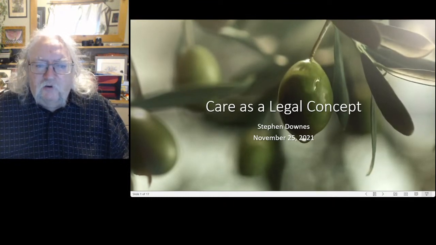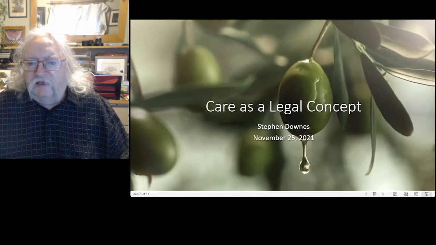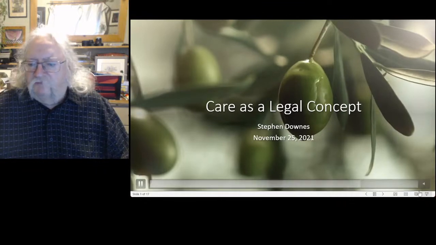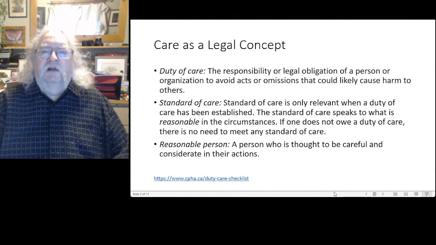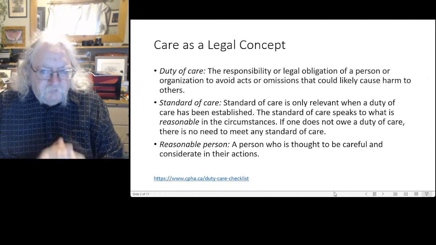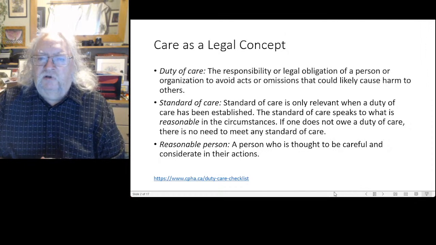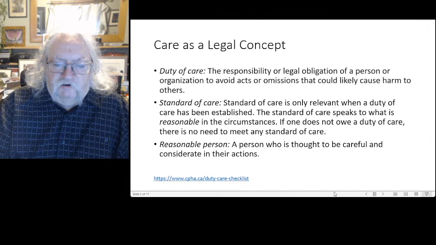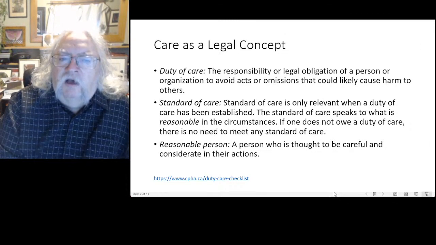So let's go back to the beginning. And the beginning, when we're thinking of the concept of the duty of care, is the idea that there's a responsibility or legal obligation of a person to avoid acts or omissions that could likely cause harm to others. And here I'm quoting from the CPHA website.